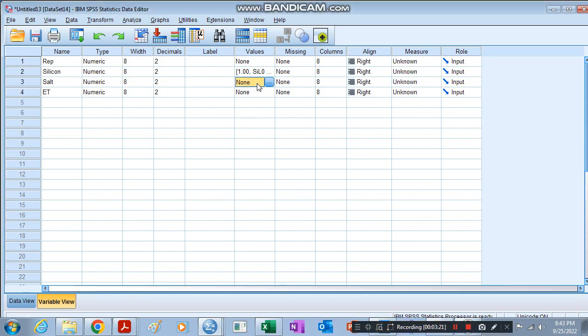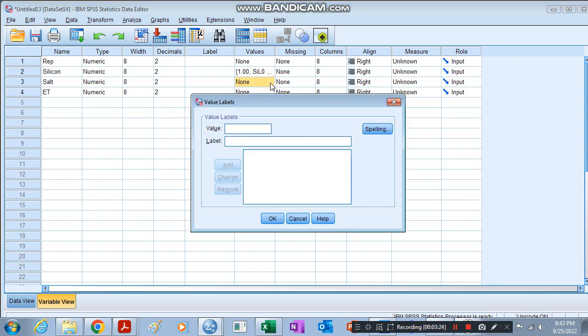Here, for silicon and salts, we need to write what represents what. For example, 1 in the data view represents, for our salt level, SL, salt level 0, which is 0.6 decisiemens per meter, and 2 represents salt level 1, which is 1.6 decisiemens per meter.